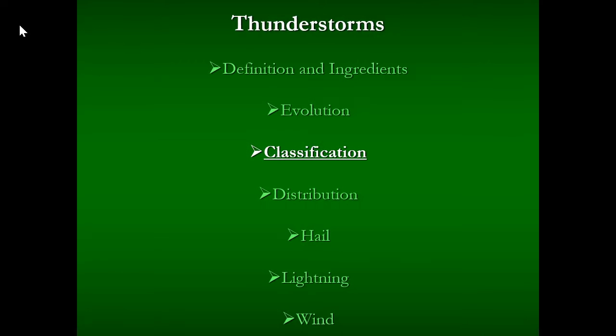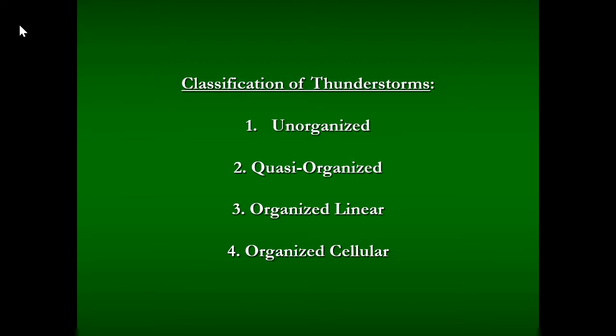Let's talk classification. Thunderstorms basically have an unorganized form, and then they can be quasi-organized, which means they're kind of starting to develop or maybe starting to dissipate. And then you have your full-on organized thunderstorms, either in linear fashion or in cellular fashion. We'll talk about each of these here.